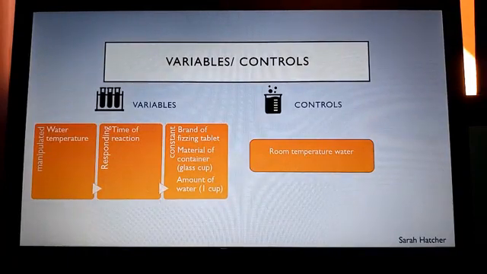The variables and controls. Manipulated is the water temperature. The responding is time of reaction. Constant is the brand of fizzing tablet, material of container, and amount of water. The control was the room temperature water experiment.